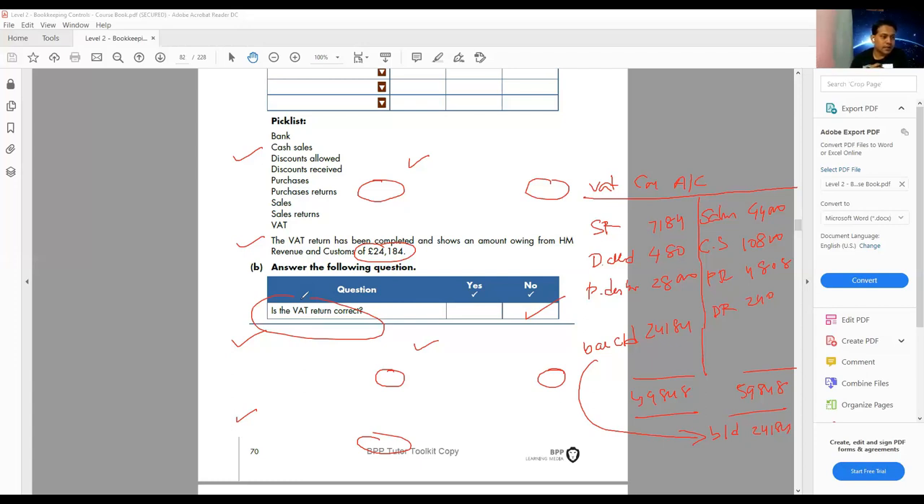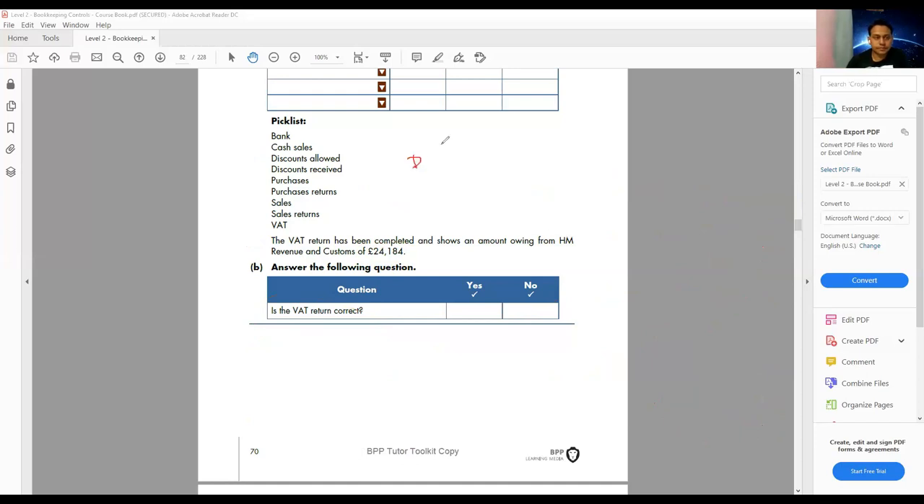Why discount received on the credit side? Now I'll tell you why. When you receive the discount, we don't make the payment yet. It's a credit purchase, isn't it? For example, you make a credit purchase of £1,000, and the discount you have received is £200, so actually they charge you 800, and the VAT on that is 20%. So that is, let's say, 160.